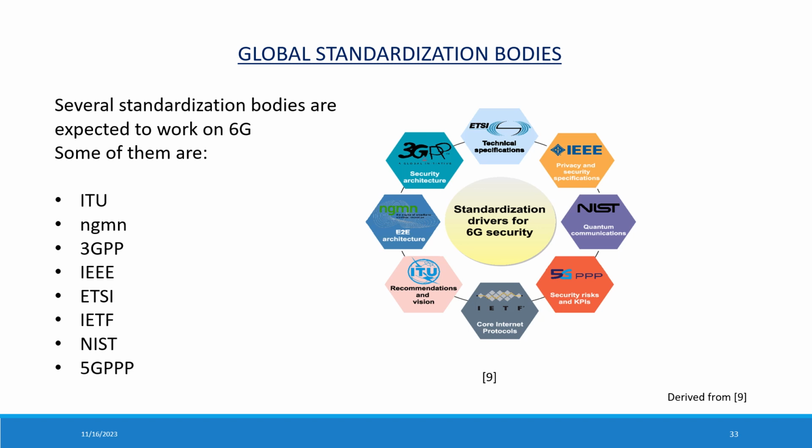Then the global standardization bodies. Several standardization bodies are expected to work on this 6G. Some of them are ITU, that is the International Telecommunication Union. Then the next generation of mobile network. Then the third generation partnership project, IEEE, ETSI, IETF, NIST, and the fifth generation public-private partnership.